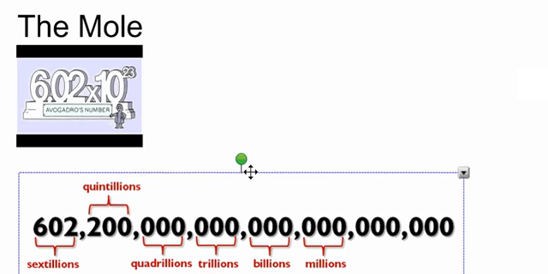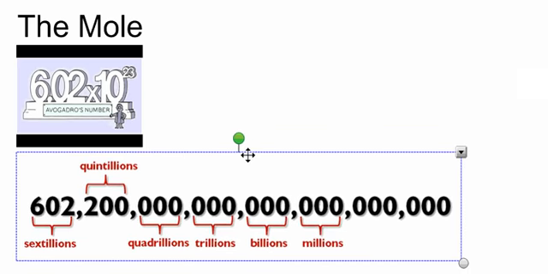The word mole describes quite a large number. It describes this number, 6.02 times 10 to the 23. And that is a very large number, as you can see. The reason why we use such a large number is because the atoms that we are counting are so small.